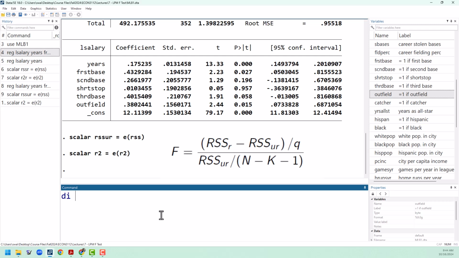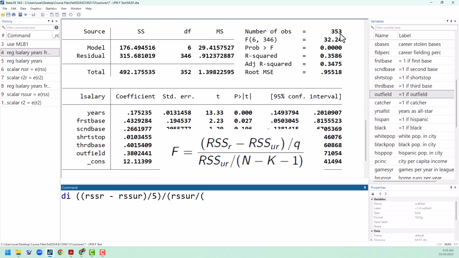We use display, and on the numerator we need the difference in the RSS from the restricted model minus the RSS from the unrestricted model. Divide that by Q, the number of restrictions we made. Since we eliminated five dummy variables from our unrestricted model, we need to put a 5 in for the number of restrictions. Close the parentheses, and then divide by the RSS from the unrestricted model, and then divide that by degrees of freedom, n minus k minus 1.